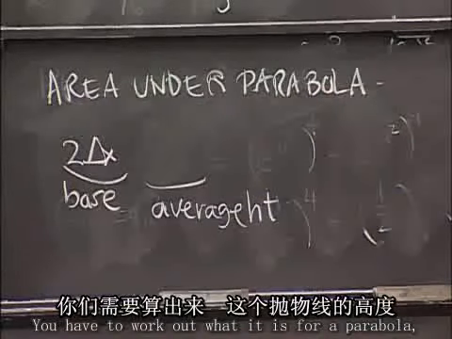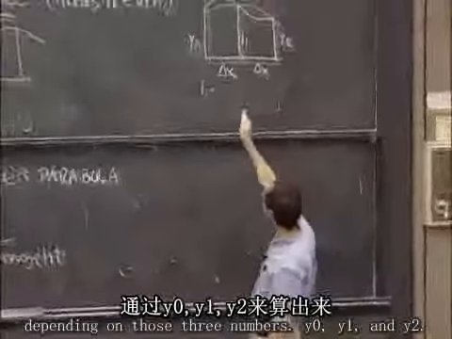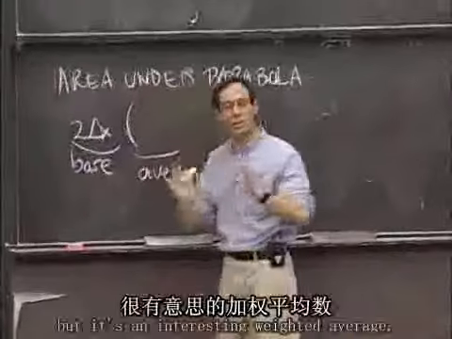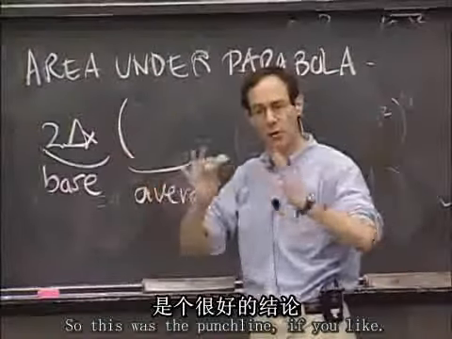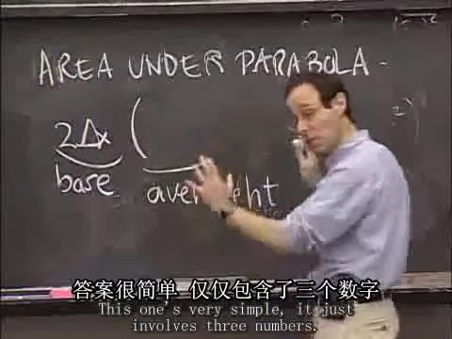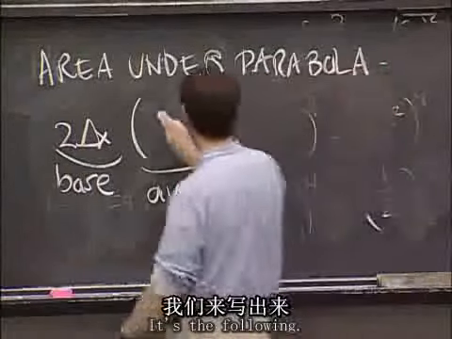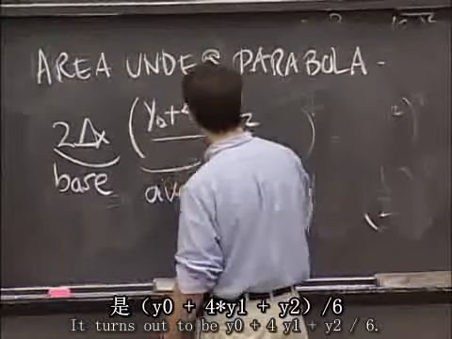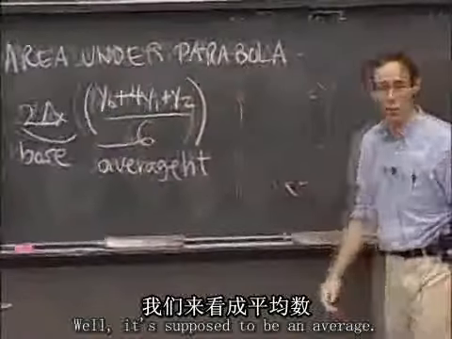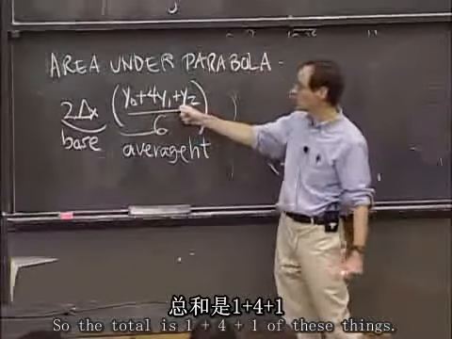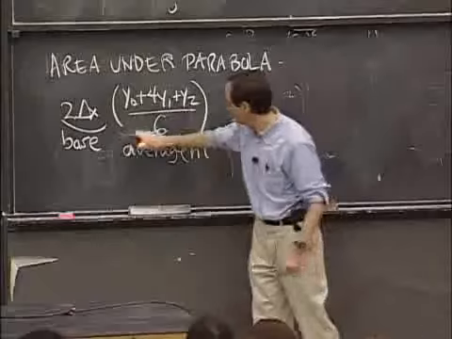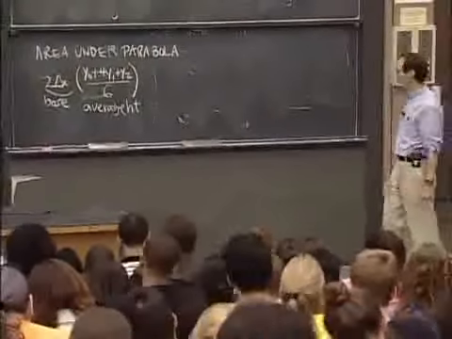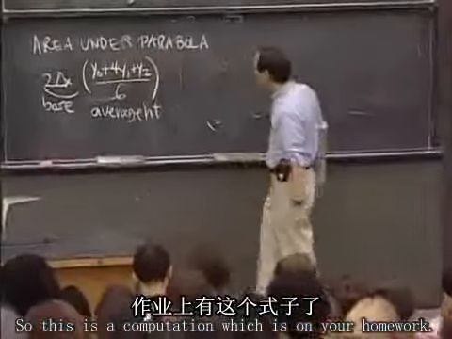Now, the average height is weird. You have to work out what it is for a parabola depending on those 3 numbers, y0, y1, and y2. And it turns out to be the following formula. It has to be an average, but it's an interesting weighted average. So this was the punchline, if you like, that there are such things as interesting weighted averages. This one's very simple. It just involves 3 numbers, but it's still interesting. It turns out to be y0 plus 4y1 plus y2, divided by 6. So the total is 1 plus 4 plus 1 of these things, and 6 is in the denominator. It emphasizes the middle more than the sides, and that's what happens with a parabola. So this is a computation which is on your homework.